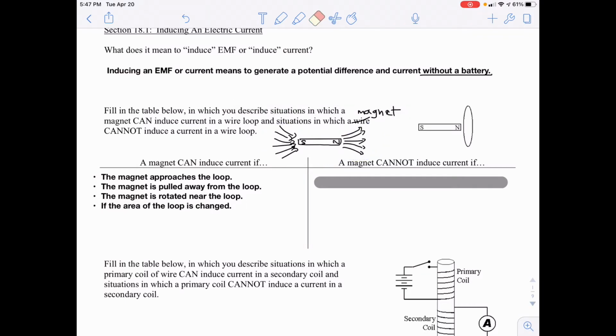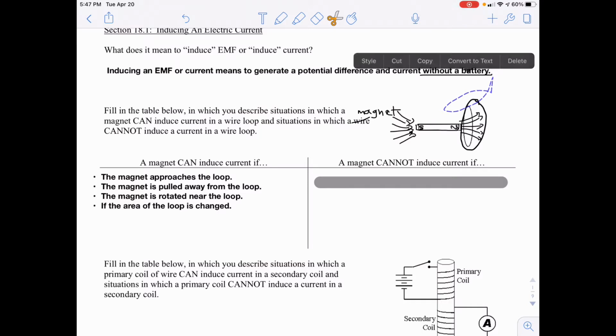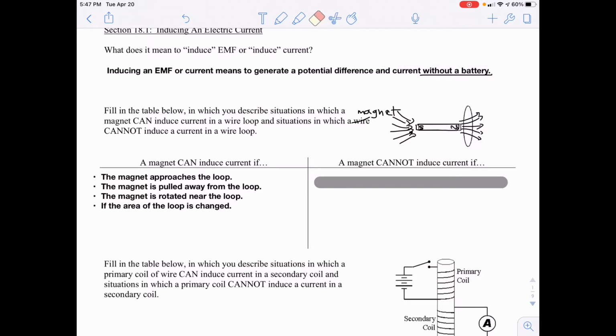And lastly, if we change the area of the loop, we can also accomplish this. So if we take our magnet here, but let's say we take our loop and we make the loop bigger, or smaller. So changing the size of the loop, thus changing the area of the loop in which the magnetic field is passing through, can also induce an EMF and thus a current. What cannot induce an EMF and a current would simply be taking the magnet and holding it motionless. So a motionless magnet will do absolutely nothing.